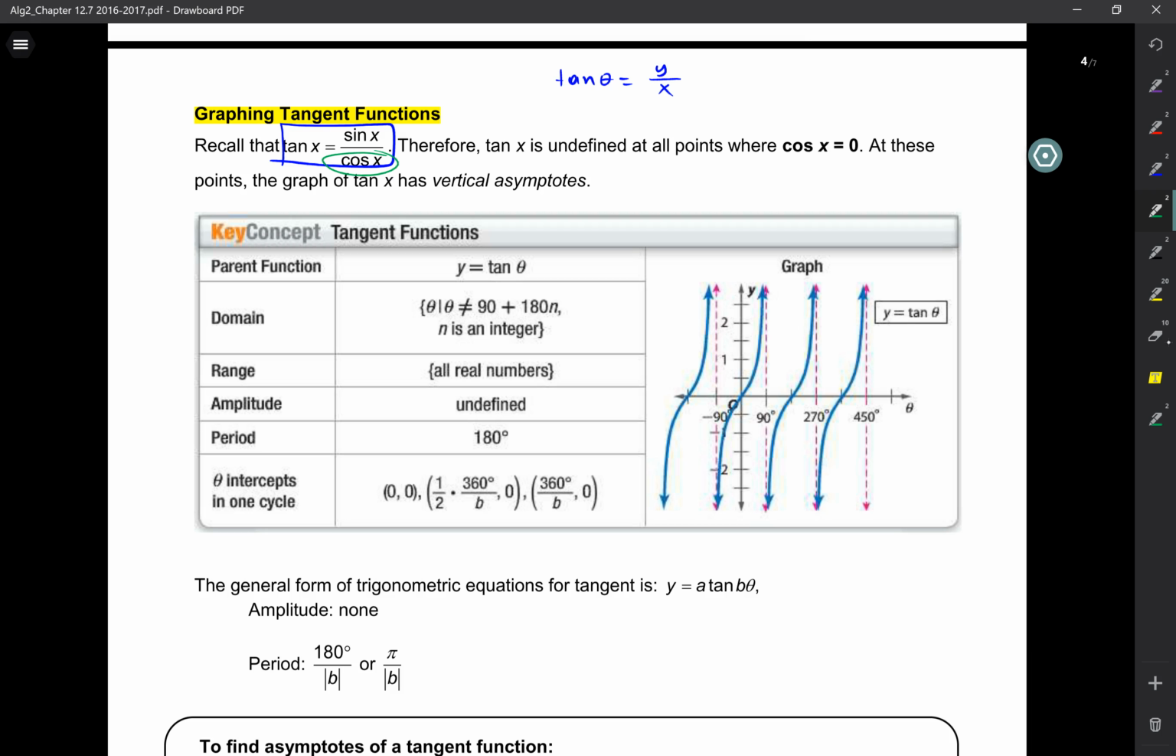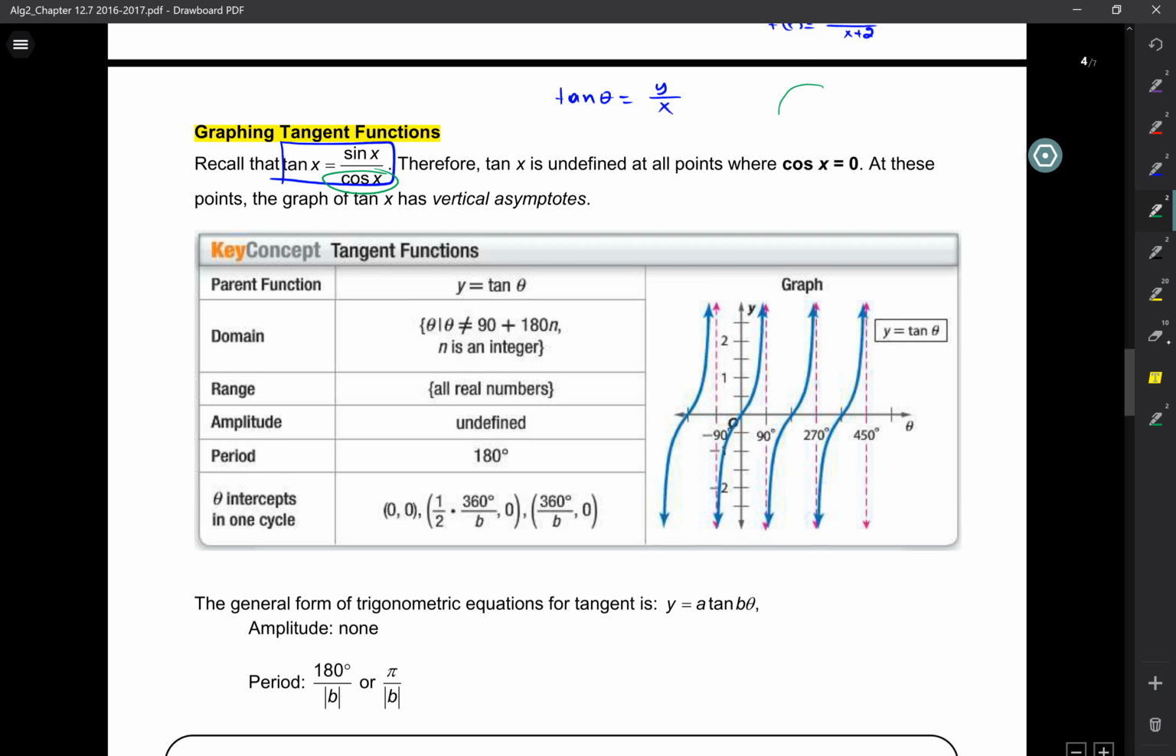And cosine is 0 on the unit circle at pi over 2, 3 pi over 2, 5 pi over 2, 7 pi over 2, 9 pi over 2, 11 pi over 2, and so on. Or if we're going in the negative direction, cosine is 0 at negative pi over 2, and so on and so forth. So at those points, negative pi over 2 and pi over 2, the tangent can't exist.